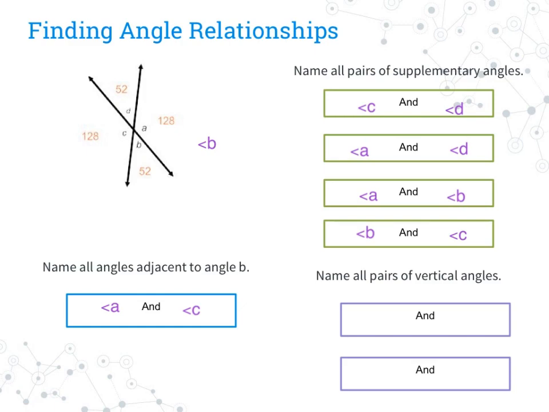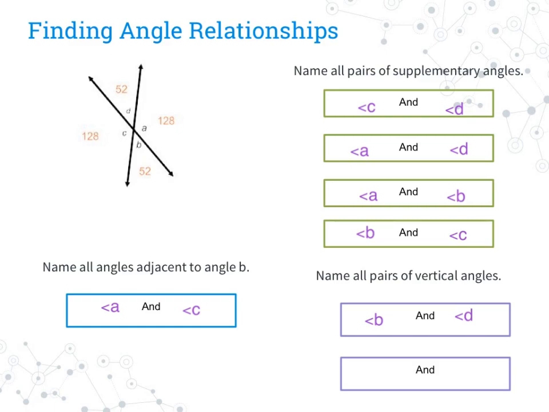So now I've got to name all the pairs of vertical angles. So those are angles that are across from each other and are congruent, and they have the same measure. So I notice that B and D are across from each other. That's a good start. They are created by intersecting lines. Also a good start. And 52 is equal to 52. So B and D are vertical angles.